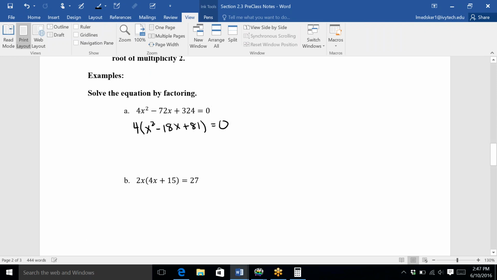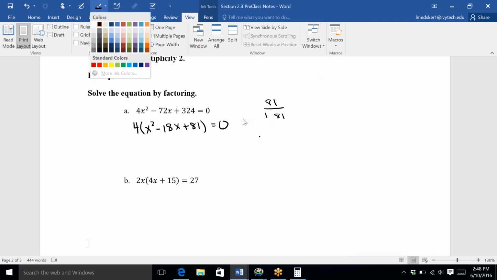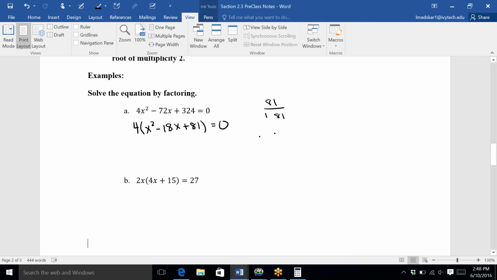And then for a trinomial, 1 times 81 is 81. Factors of 81 are 1 and 81. 3 goes into it, I believe. 2 does not. Yeah, 3 and 27. 4 does not go into it evenly. Neither does 5, 6, 7, 8, but 9 times 9 goes into it. And it makes a positive 81 when we multiply, but a negative 18 when we add. So it's going to be 2 negative 9s.